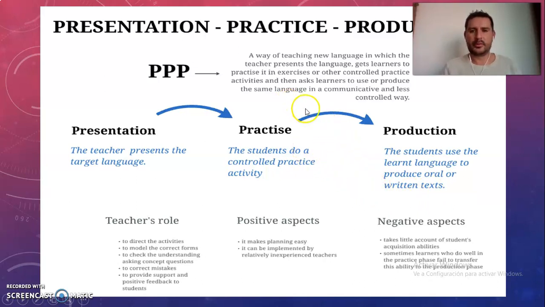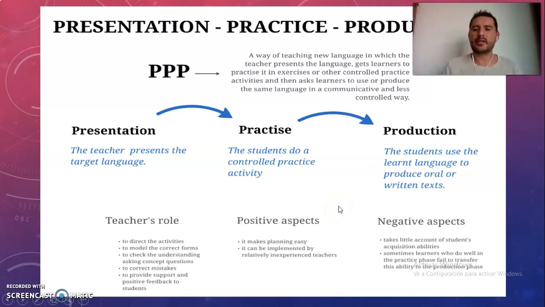It is important to mention that the teacher presents the language and the learners practice it in a controlled practice. The teacher's role in this approach is to direct the activities, to model the correct forms, and to check the understanding, among other important aspects. About the positive aspects of this approach, it makes planning easy. It can be implemented by relatively inexperienced teachers.